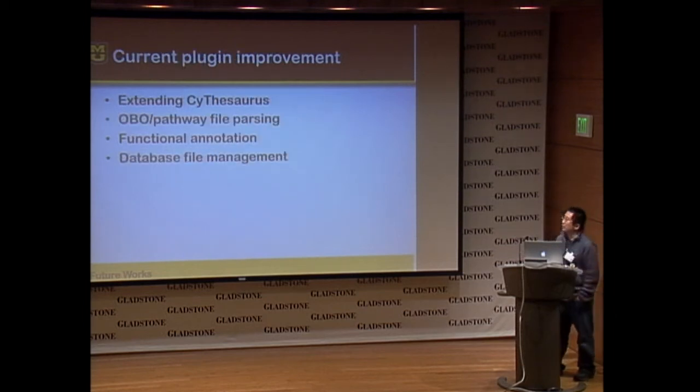And besides that, we're also trying to improve the current existing plugins. The Cytoscape is a very widely used plugin for ID mapping. And we will collaborate with the developing team of this plugin and try to add an ontology or pathway file parser to that one, and also move the functional annotation function to the thesaurus as well.